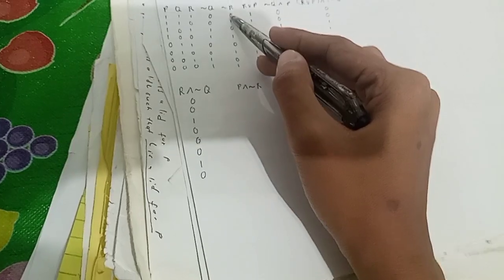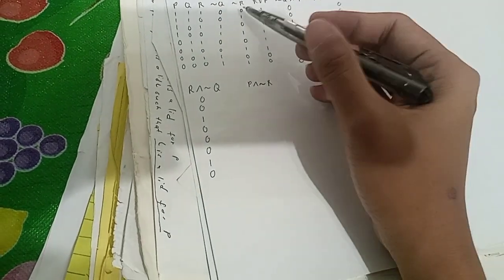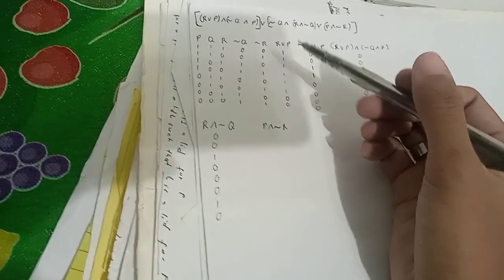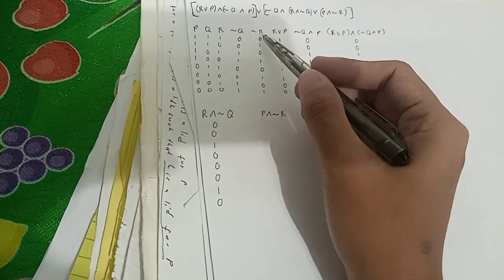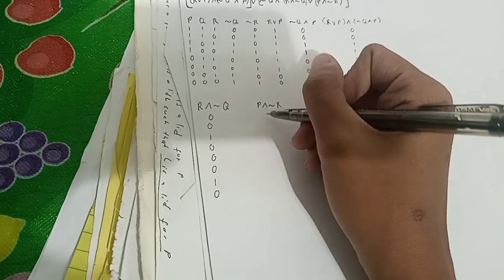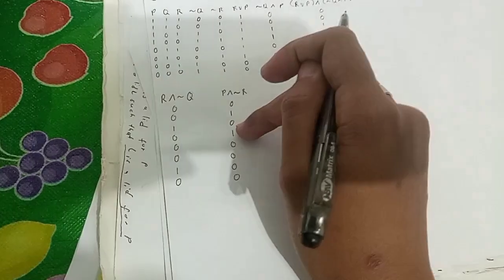P and negation of R. So the sign is still AND, so let's find two combinations of ones. P and negation of R. So it will be 0, 1, 0, 3, 4, 1, and there's 0, 2, 3, 4. Next, we combine these two.